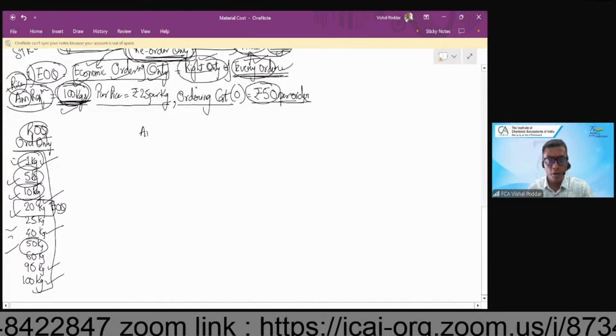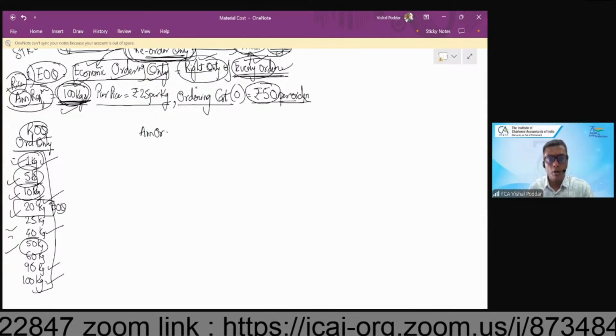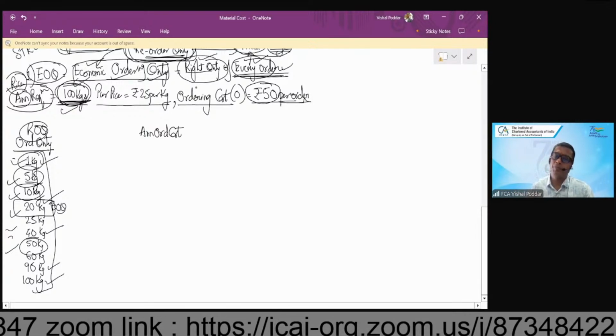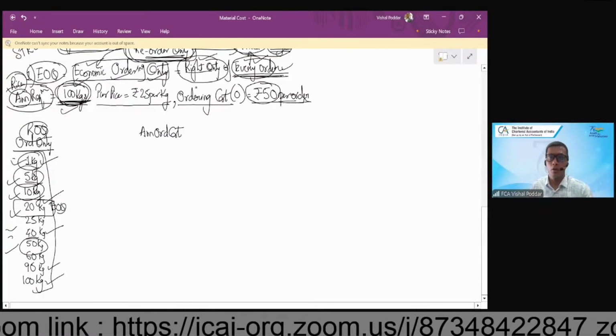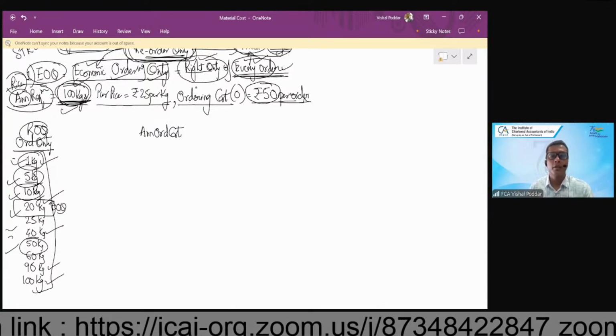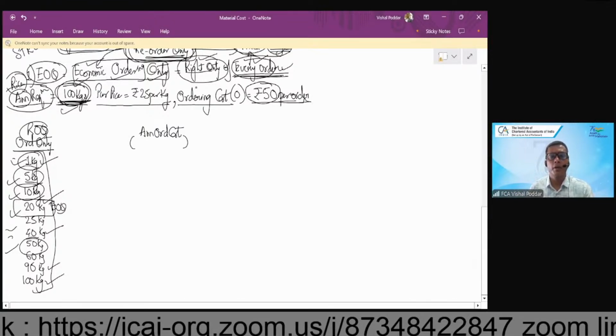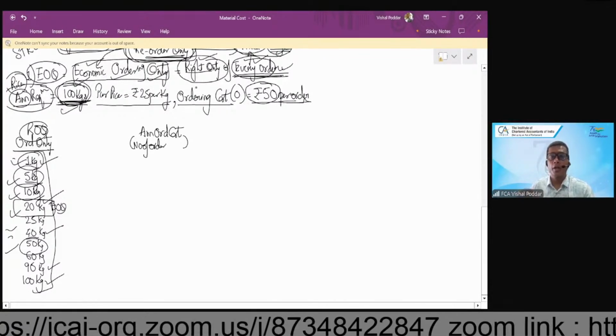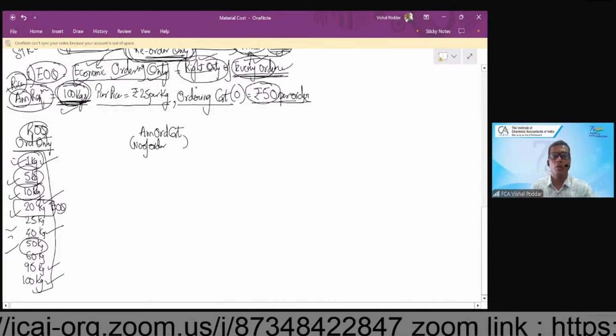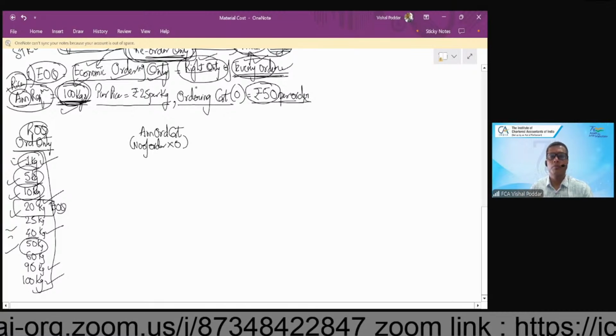Now I find out something called my annual ordering cost. How much will I be spending on ordering for the whole year? Simply try to understand this simple mathematics. I'll find out the number of orders, or in other words, the number of times I'll go to the market, into O.